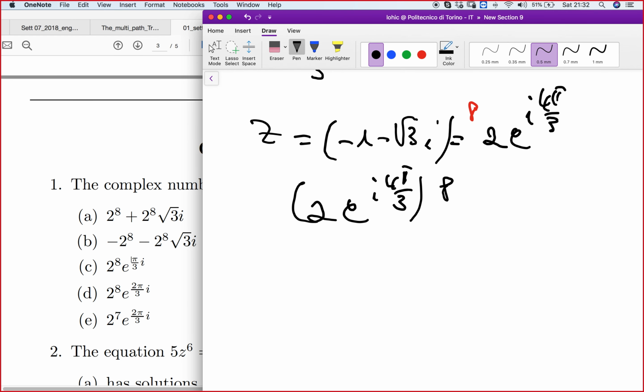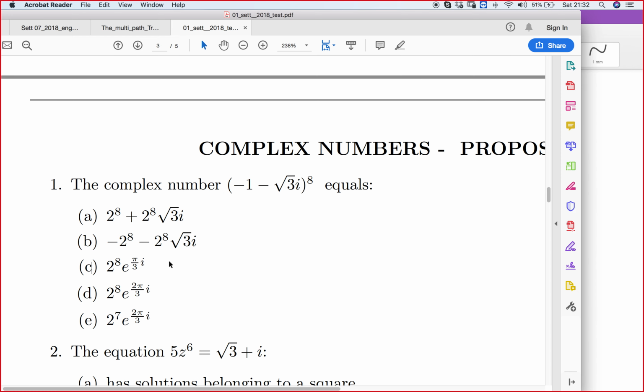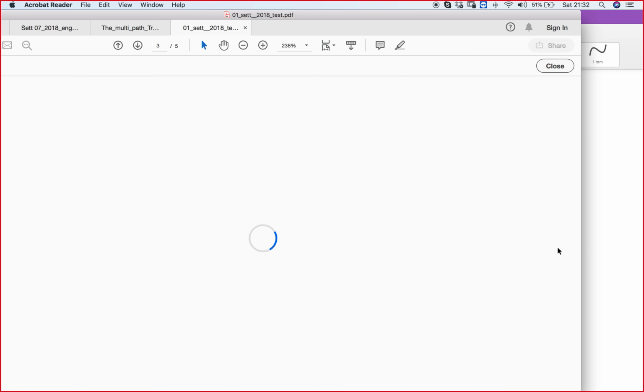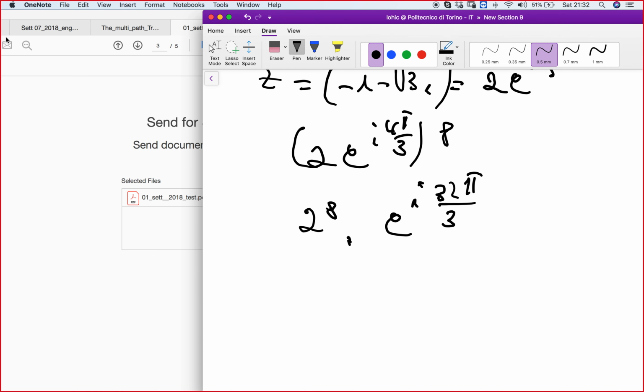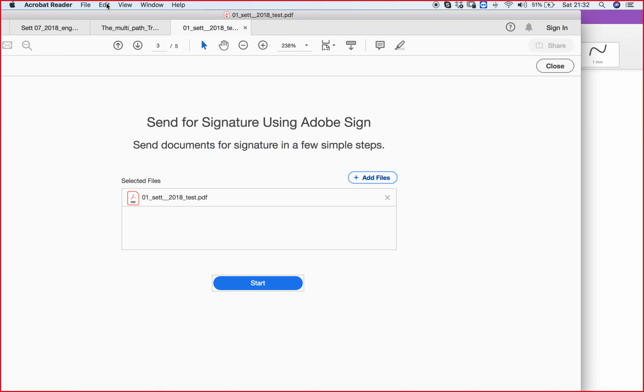Now this will mean 2 to power 8 multiplied by exponential of i 32 pi over 3. But when I look at the answers here, I still don't have it. The last 3 look like mine, but the angle is not the same. I go back and I say, keep in mind, when you know it... excuse me, let me just bring this down.